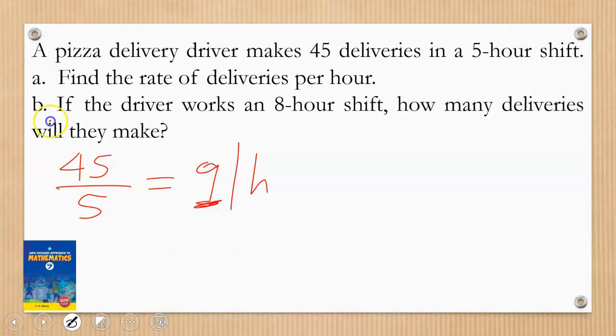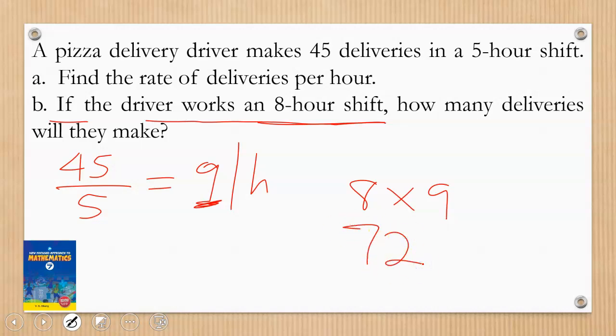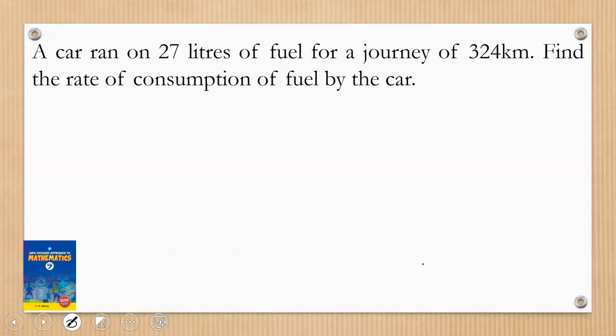If the driver works an 8-hour shift, how many deliveries will they make? Now we've understood that every hour they have to do 9 deliveries. So now that he's doing an 8-hour shift, it's going to be 8 times 9, which of course gives you 72. So it means that if they are doing an 8-hour shift, they'll make a delivery of 72 pizzas. Right.